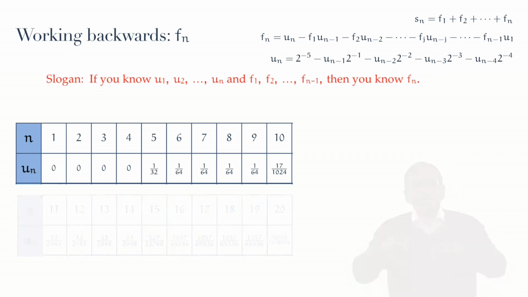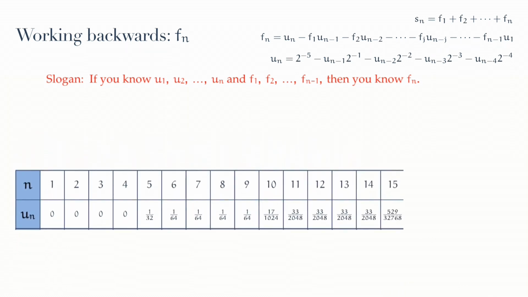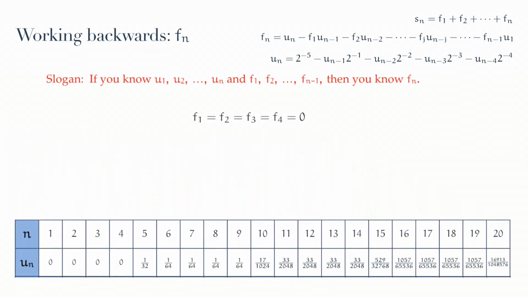Let's start with the initial conditions for the f. We know that f1, f2, f3, and f4 are all identically 0 because there can be no success run terminating in the first 4 trials.